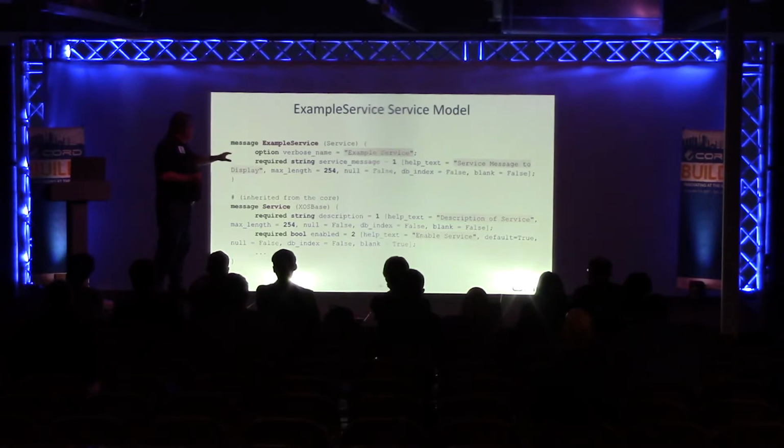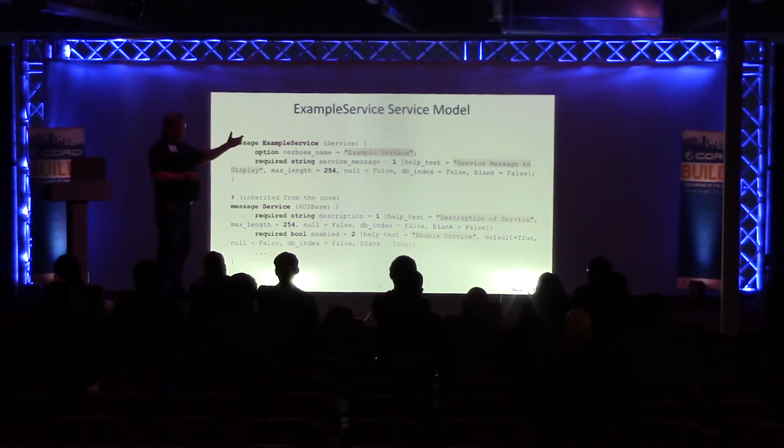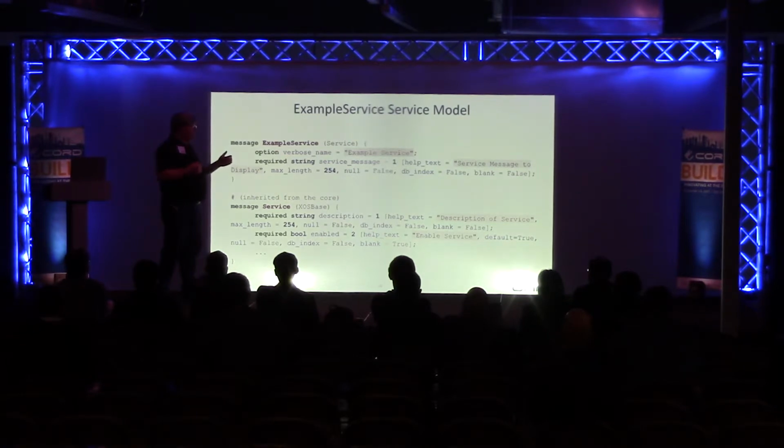Then we have the first field in our example service object, and it is a required string field called service message. That's the one that I said maybe we'd set to hello in the previous screen. So service message, it's assigned a number 1. The number is something that comes from protobuf. Each field in protobuf needs to be assigned a unique number so they can be disambiguated at a later date.